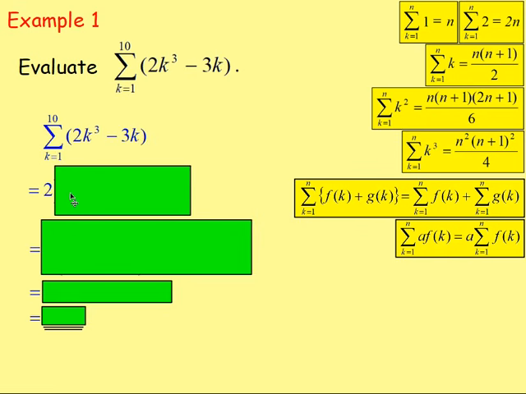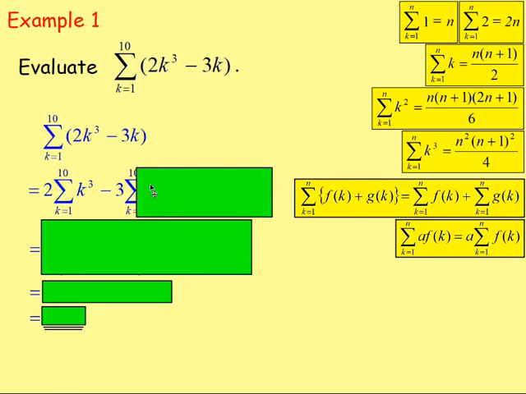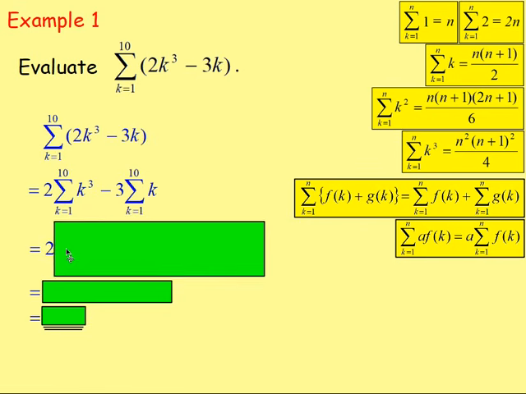So that'll be 2 multiplied by the sum of the k cubed, going from k equals 1 up to 10. We are then taking away, and again, when you've got a constant, you can take that just to the side. So that'll be 3 times the sum of k, going from k equals 1 up to 10. So split it up, and then take any constants outside. After that, that's going to be 2 multiplied by the sum of k cubed going from k equals 1 up to 10.